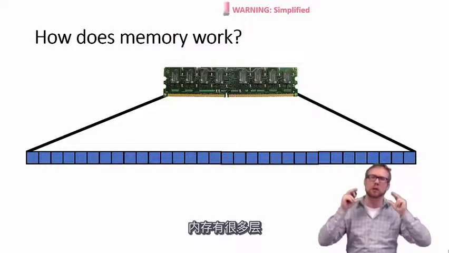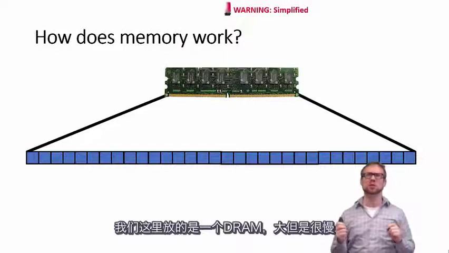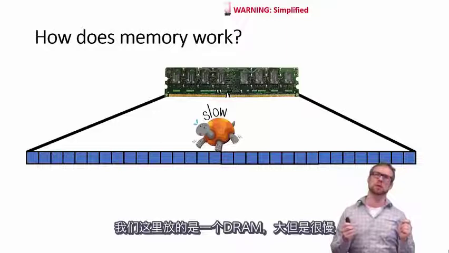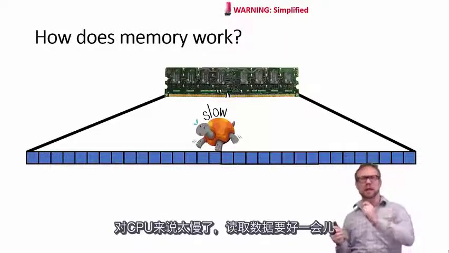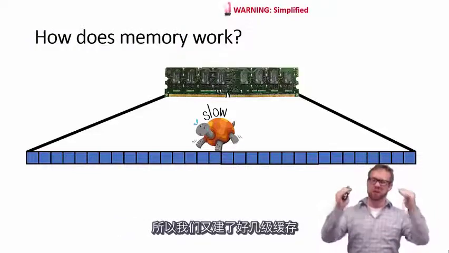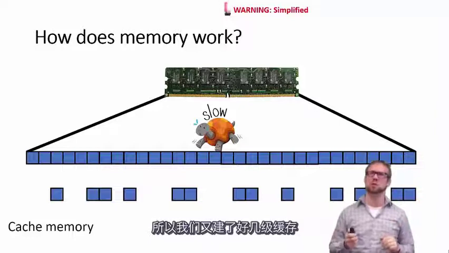There are actually several layers of memory. What I've drawn here is something called DRAM, which is actually big but very slow for the CPU to retrieve. If the CPU wants to get some data from it, it has to wait for a while. So what we have are actually several other layers called cache memory. So let me draw cache memory here in front.